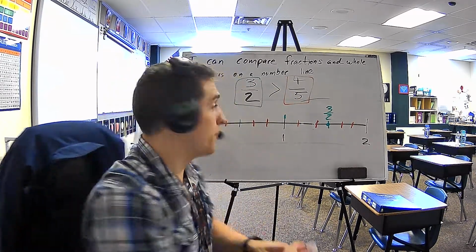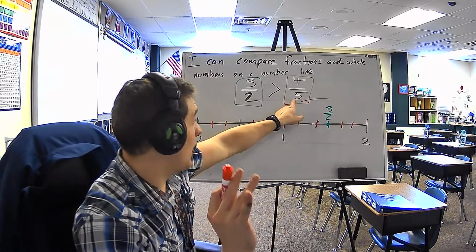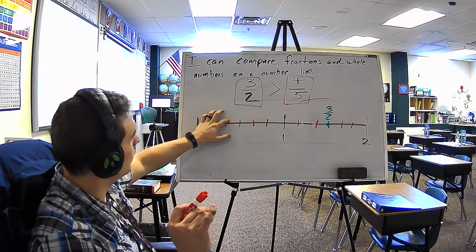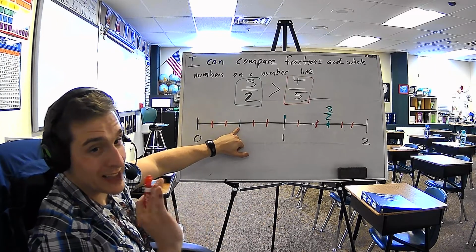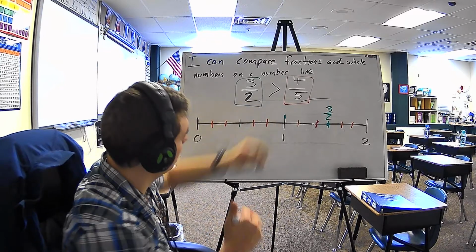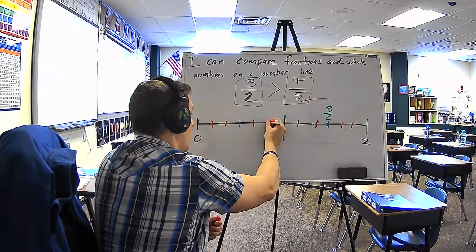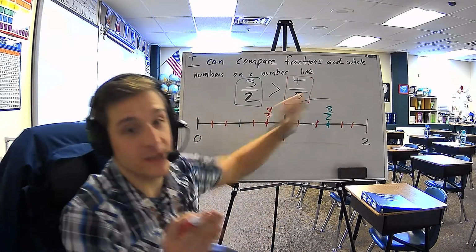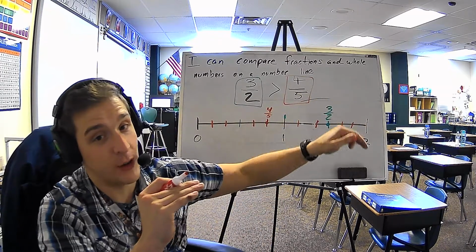Grab the red one now. Since I'm on red, I'm doing fifths, so I only count the fifths. So I go 1/5, 2/5. I don't look at this one because that one's not what I'm looking at. 1/5, 2/5, 3/5, 4/5. Ooh, 4/5 is right there. And that is 4/5. Which one is farther to the right? Which one's the larger number?